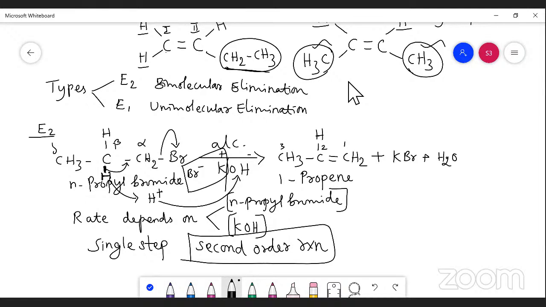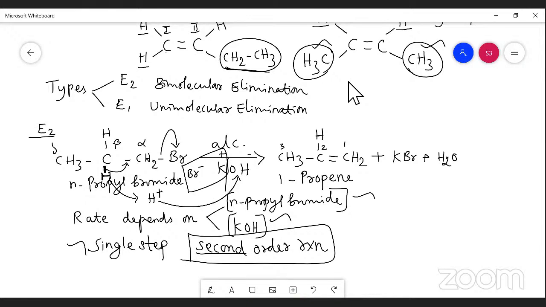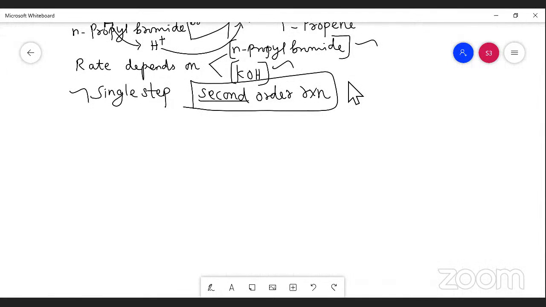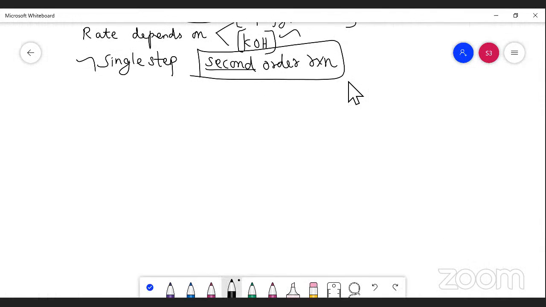So E2 reaction means it occurs in a single step, and the rate of the reaction depends on the concentration of N-propyl bromide and the concentration of potassium hydroxide. On the whole, it depends upon two concentrations. That's why we took it as a second order reaction. Okay, so next one, we'll move on to the second type. That is E1.